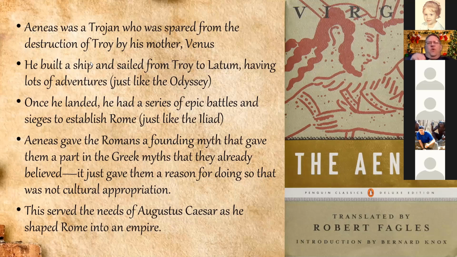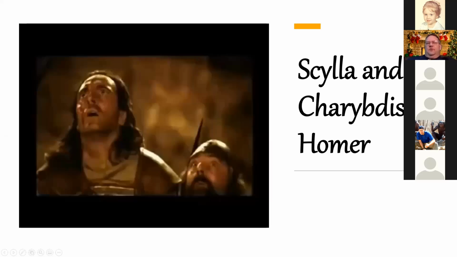But the way that Aeneas made these connections was through these things that Walter Arend identified called type scenes, or little bits of narrative that are structured the same way in both stories. Let me just give you one example. This is the Scylla and Charybdis scene in Homer.